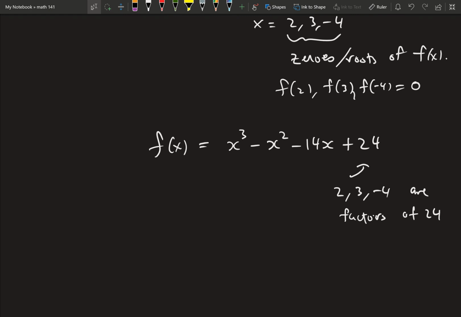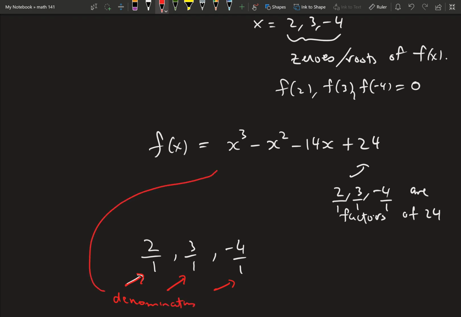More generally, what happens is actually the following. When you write these as rationals, you divide these by 1, right? So these roots are actually 2 over 1, 3 over 1, and negative 4 over 1. And it turns out that the denominators, so let's label those with a different color, these things are our denominators. They're all, in this case, equal to 1. These denominators turn out to be a factor of the lead coefficient. In this case, the lead coefficient is right here. It's 1.